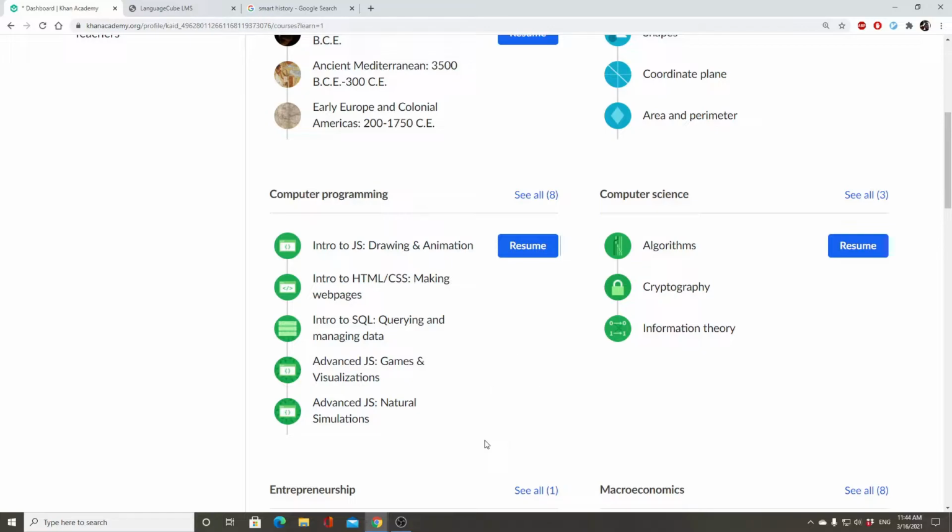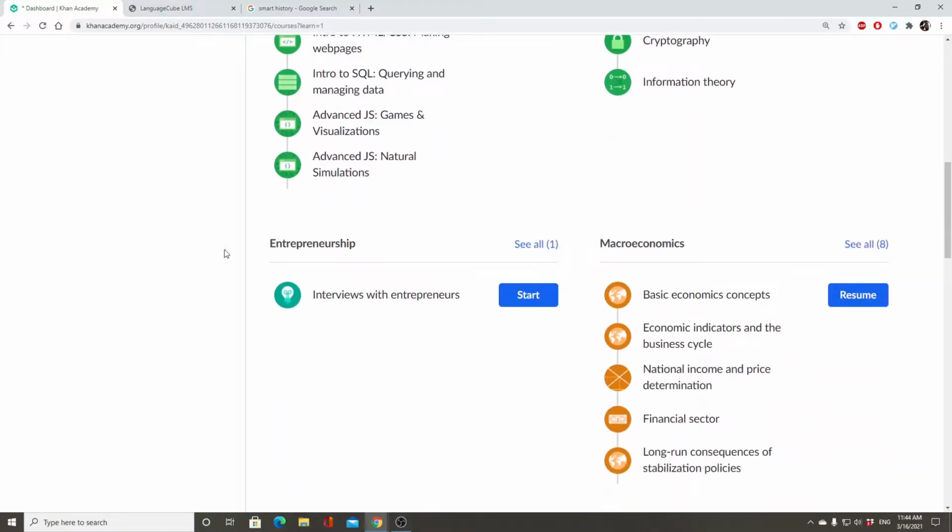I'm just taking this course as kind of a refresher, and also because they just explain things really well. They really go over the basics nicely, so that's good. And then there's also computer science here. They've got algorithms, cryptography, information theory. This is the kind of high-level stuff that I don't think I'm quite ready for yet, so I'm going to try to finish this course and then take this course.